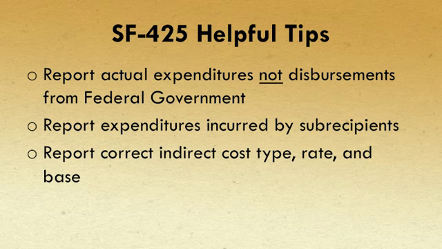Next is to make sure that when you are including the expenditures from your subrecipients, that you are including the amounts actually expended by them as well. Last is to make sure that you are reporting the indirect cost portion correctly and accounting for the correct information related to the indirect cost type, rate, and base.